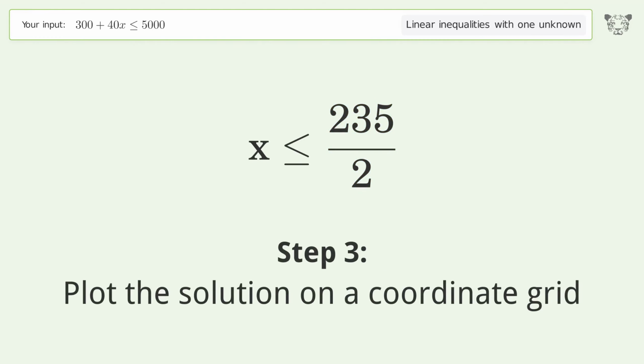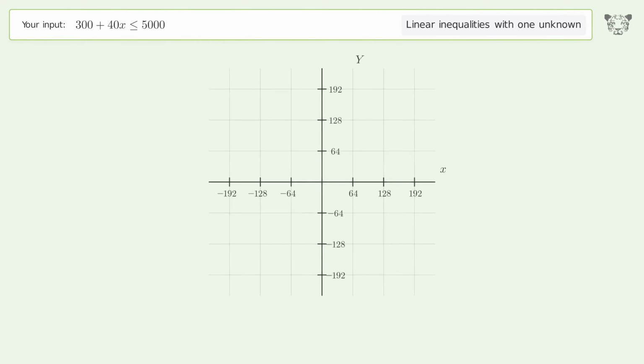Plot the solution on a coordinate grid. And so the final result is x equal or smaller than 235 over 2 equal or smaller than 1171 over 2.